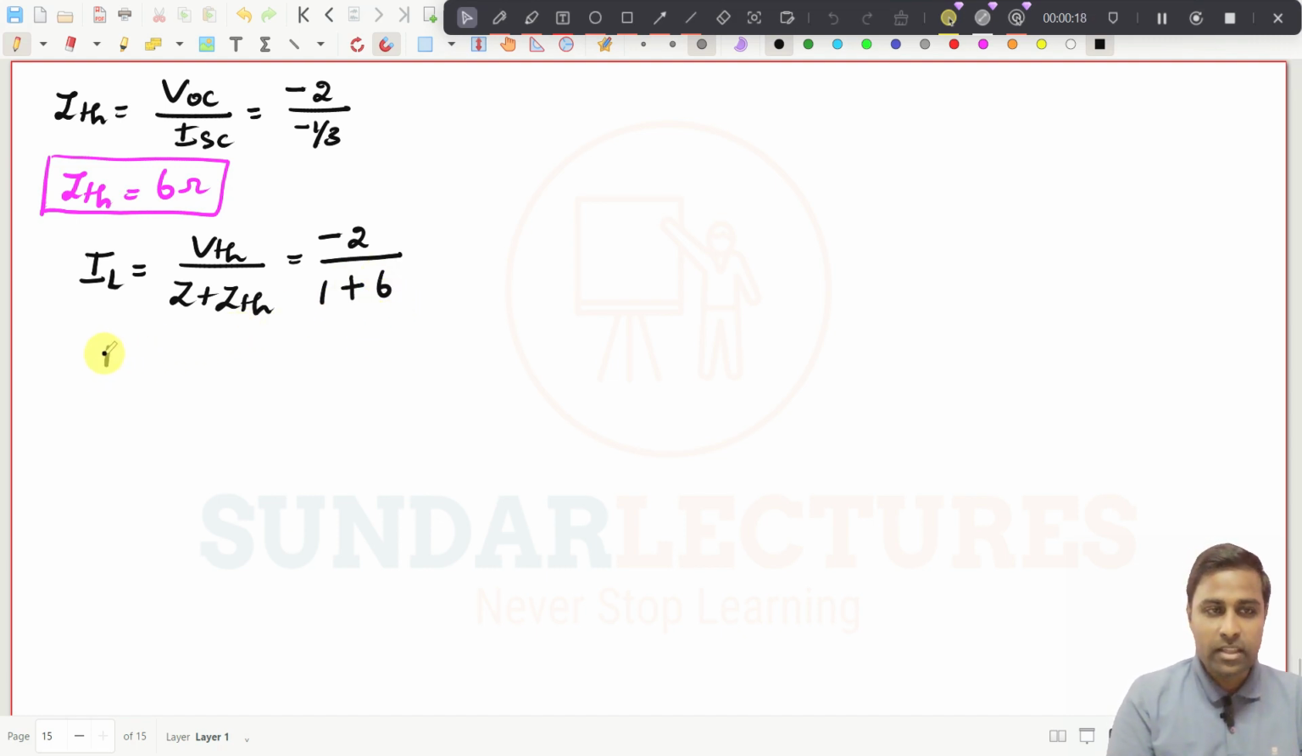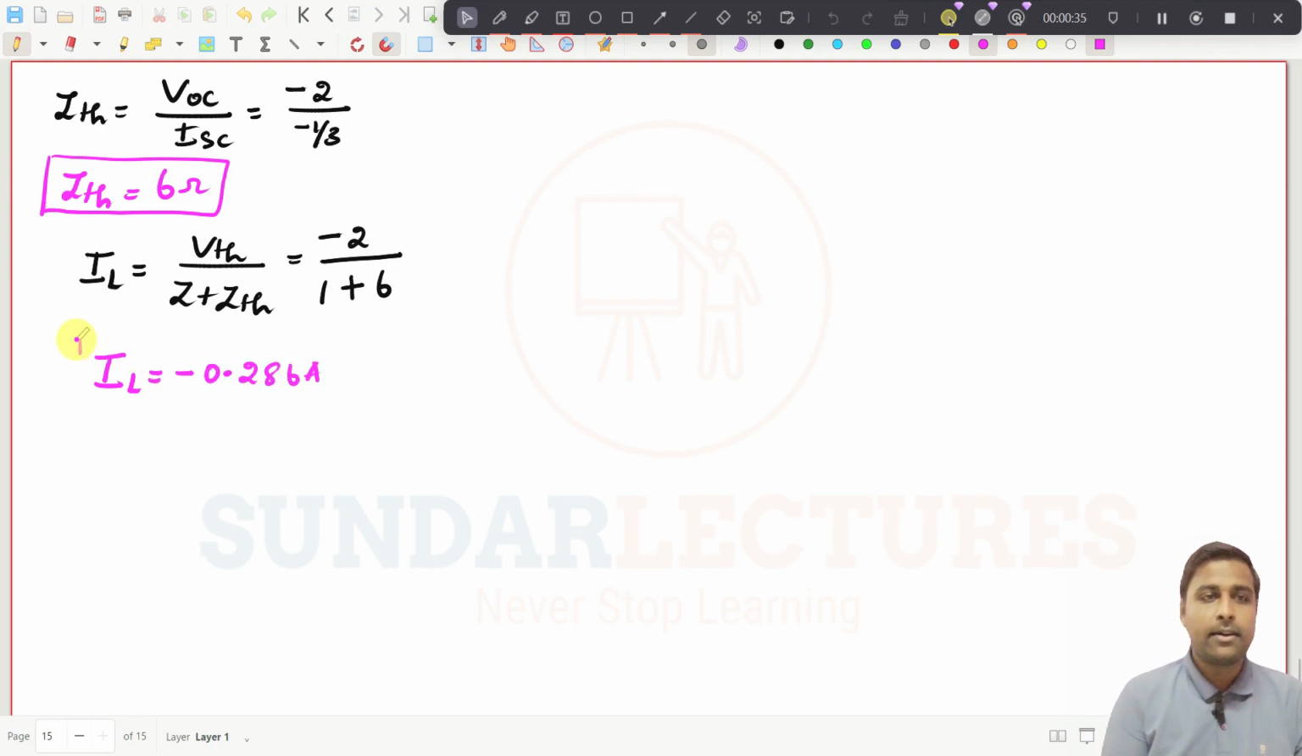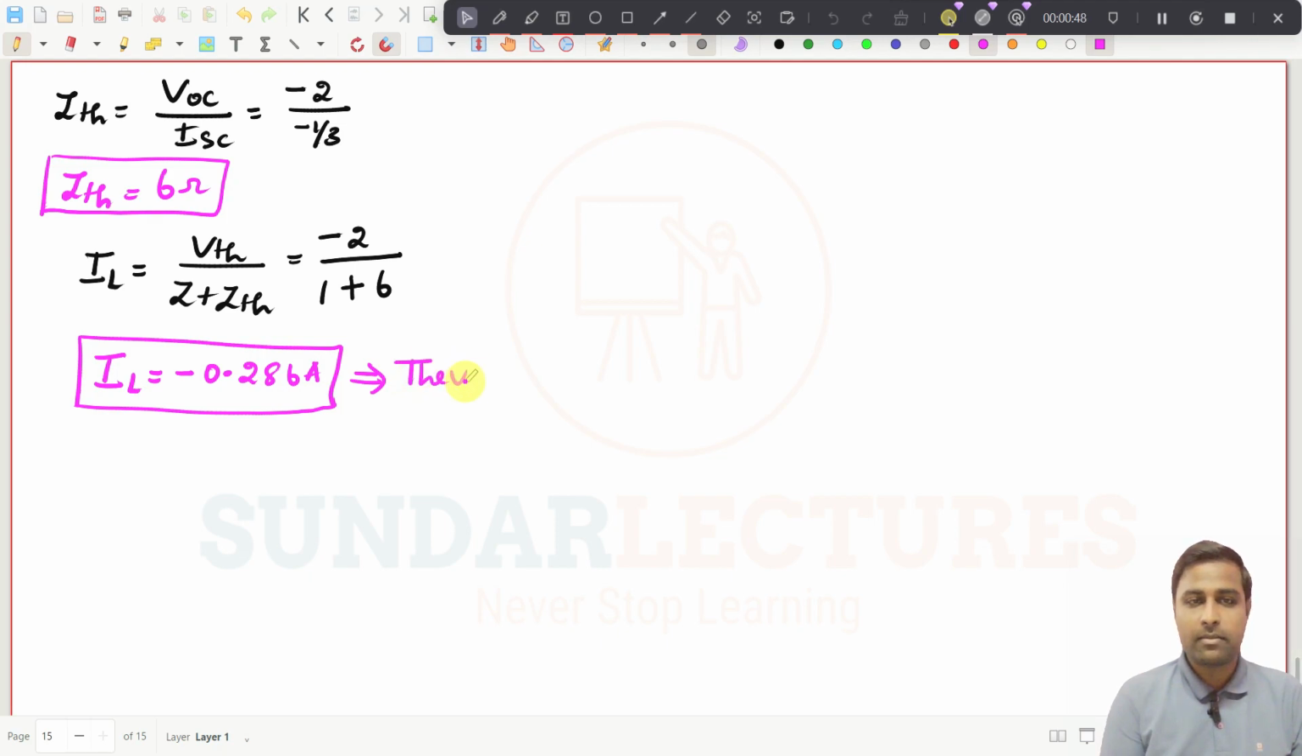And if you simplify this one, IL will be equal to minus 2 by 7, right? So then IL is equal to minus 0.286 amperes. So we have found the value of IL now. Try to understand this one. We have found it by Thevenin's theorem.